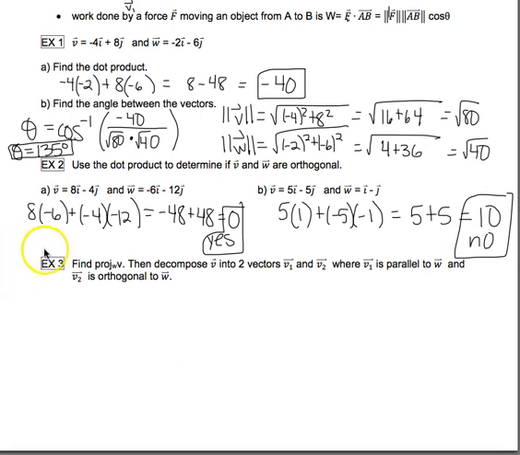So again, most of the stuff, pretty simple. Excuse me, got the hiccups. Pretty simple plug and chug, except for what we do in example 3.